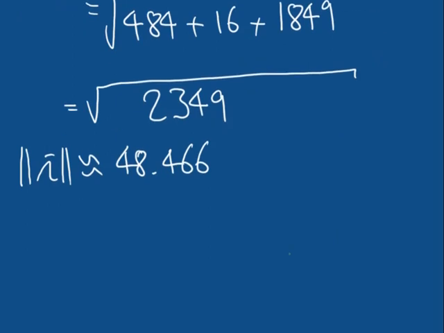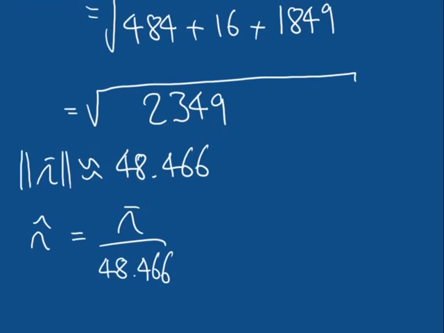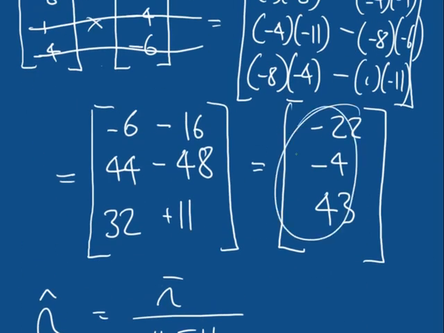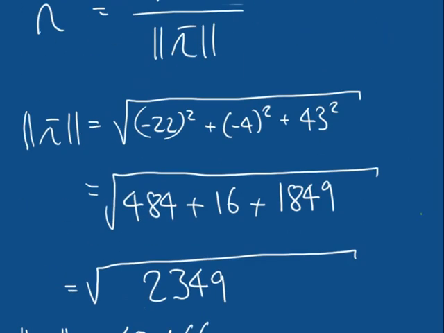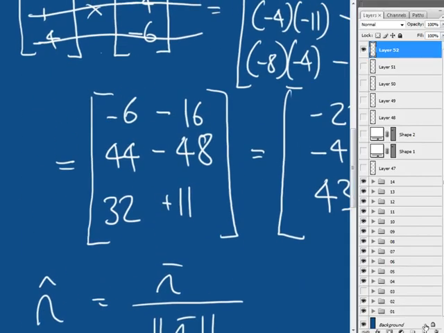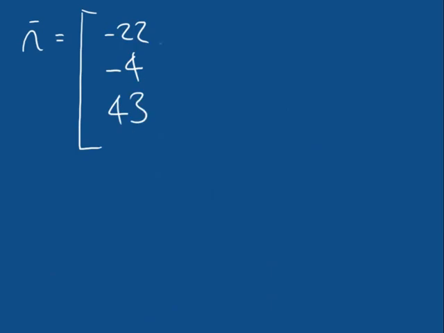What that means is to find our unit vector normal, I need to take our vector, divide it by 48.466 units. That means I need to take each component of our vector here and divide it by 48.466 units. Now I don't really have enough space on my whiteboard, so I'm going to bring up a new whiteboard. And we know that n is equal to the vector, and that vector was minus 22 in x, it's minus 4 in y, and it's 43 in z.